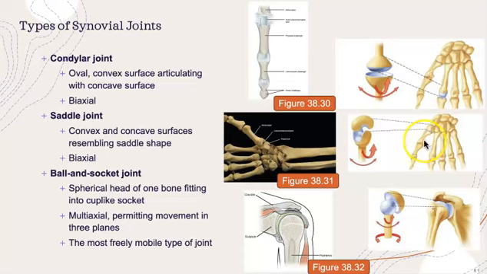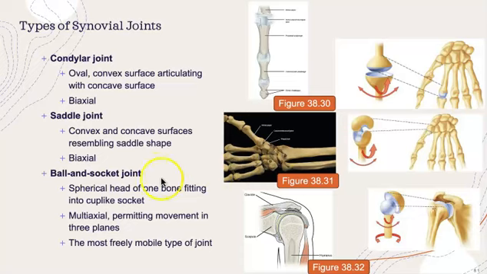And then we have our saddle joint, which is going to be made up of a convex and concave surface that looks like a saddle, hence the name. And so an example of this would be our carpometacarpal joint, where we are going to see a biaxial movement. And again, we can flex, extend, abduct, and adduct over here.